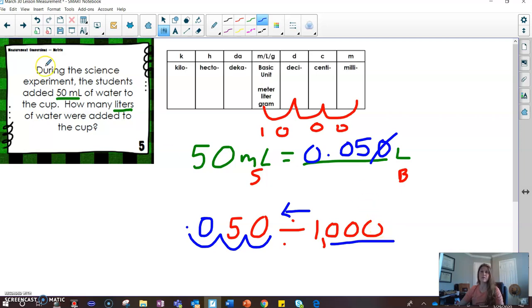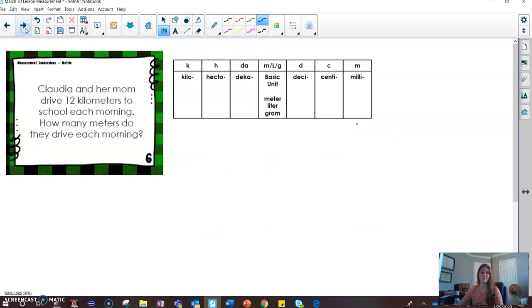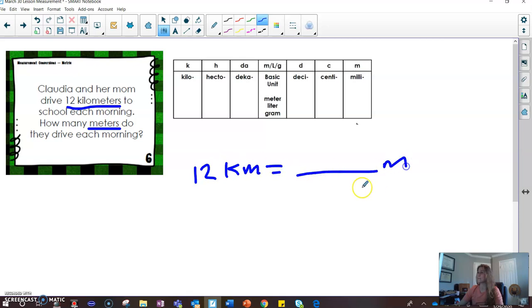As long as we have those conversion charts, we should be good. Claudia and her mom drive 12 kilometers to school each morning. How many meters do they drive each morning? Again, a single step problem. 12 kilometers to meters. So we're going to write our conversion equation. 12 kilometers equals how many meters?